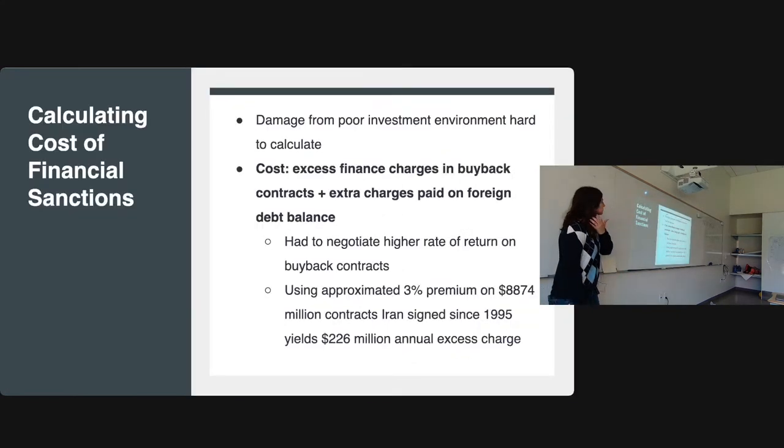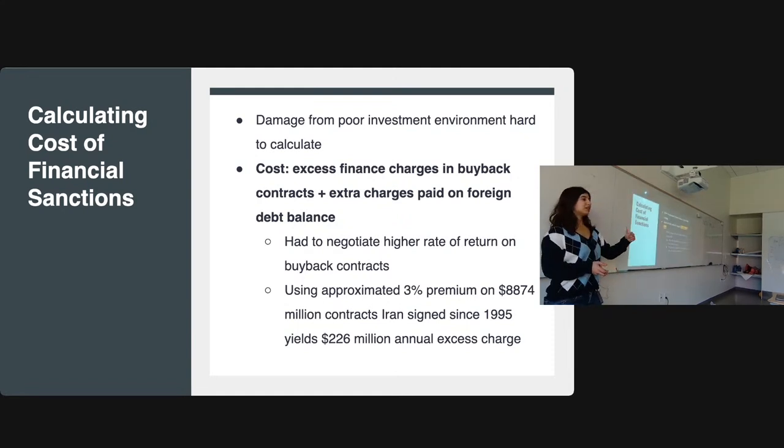Okay, so in terms of calculating the cost of financial sanctions, it's obviously pretty difficult to get an exact number for how much a poor investment environment damages the Iranian economy. The way we're roughly approximating it is the excess finance charges and buyback contracts added to the extra charges paid on the foreign debt balance. So we're going to unpack that a little more soon.